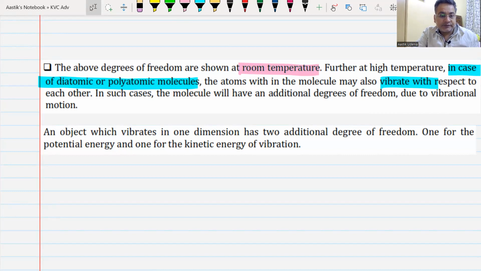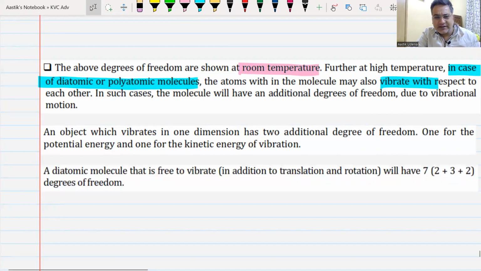Now, if a diatomic molecule is free to vibrate in one dimension, normally they vibrate in one dimension only, the number of degrees of freedom will become 7. 3 plus 2 plus 2. Do we understand this? Yes, sir.